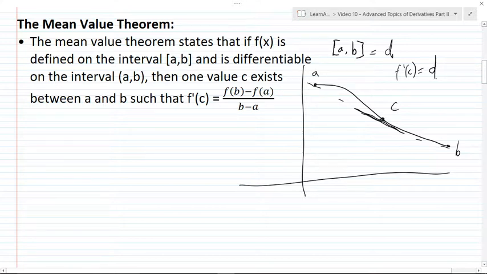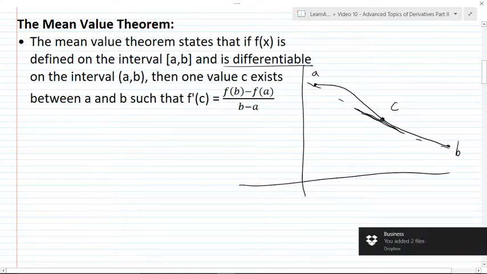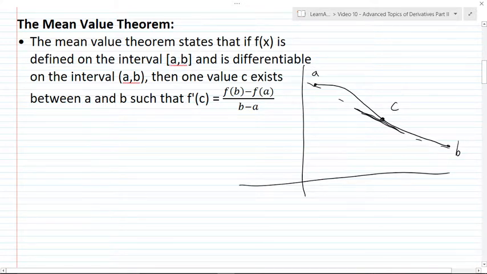And so this is what the mean value theorem says. Now, what's important to note about the mean value theorem is that we have to be differentiable and defined. A lot of times on the AP test, I'll tell you a function is defined, but they won't say it's differentiable. Which of the following are true? And if you forgot that and you said, well, the mean value theorem is true, you would be wrong.